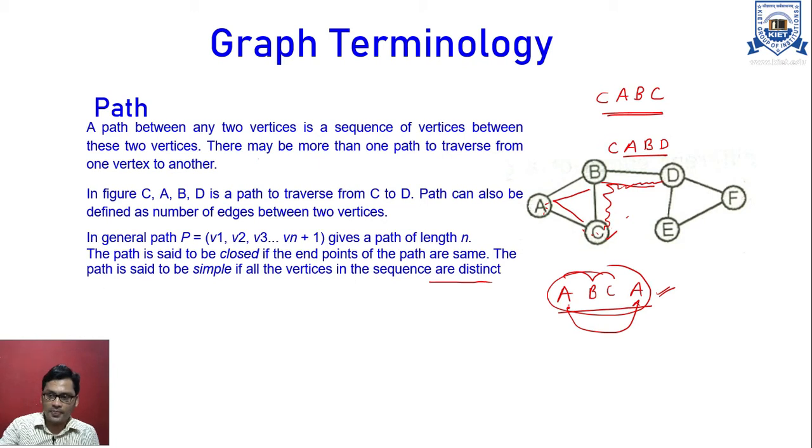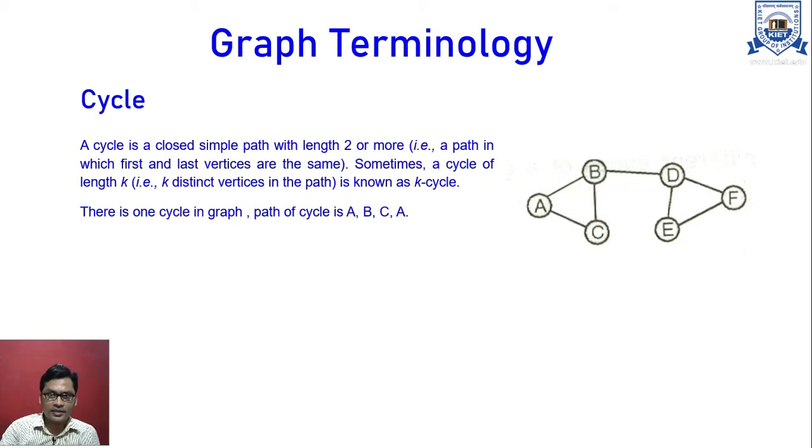Okay. Now, next, what is a cycle? A cycle is a closed simple path with length 2 or more. Length means what? The length of a path, suppose C to B, is one. That is path length one, and another edge makes length two, right? Okay. Remember this. CABC is one of the cycles, and here is also a cycle. DFED is also a cycle, right?